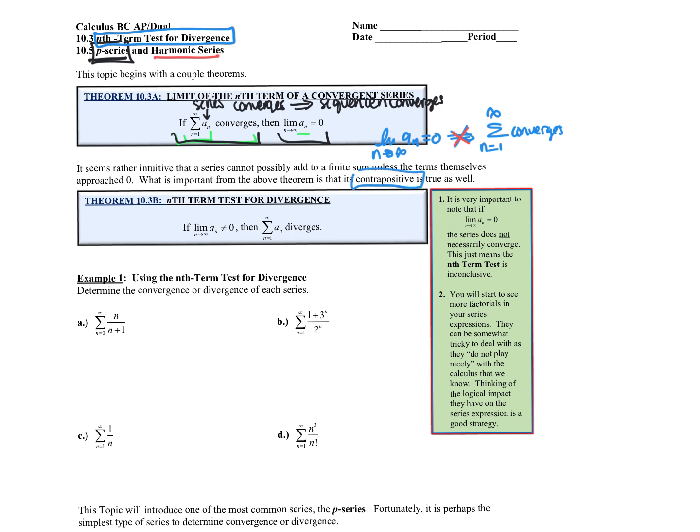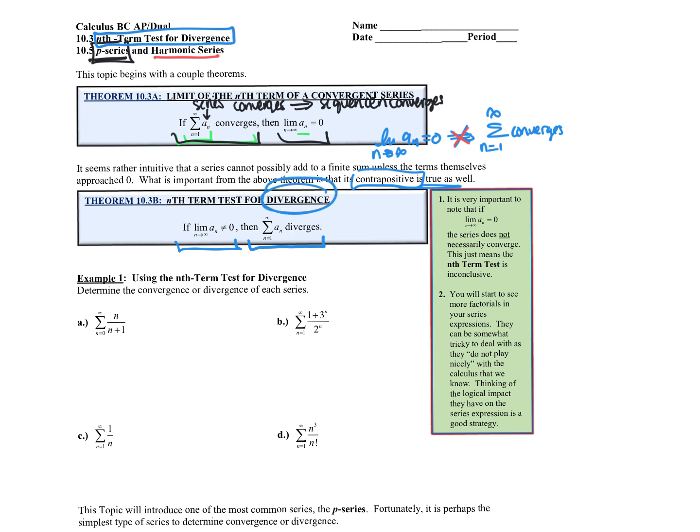And more importantly, the contrapositive of a statement that is true is always true. And so the contrapositive here is true as well. The contrapositive is flip it and negate it. So if the limit as n approaches infinity of the sequence does not equal 0, then the series has to diverge. So this is going to be our nth term test for divergence.